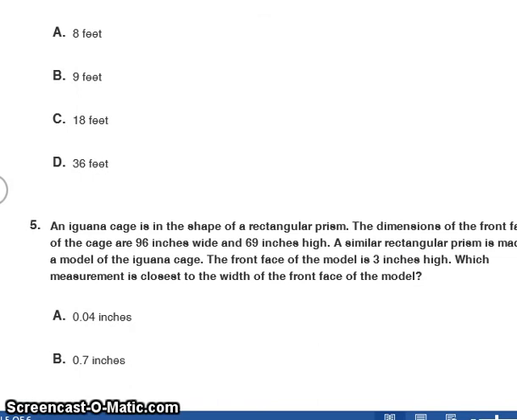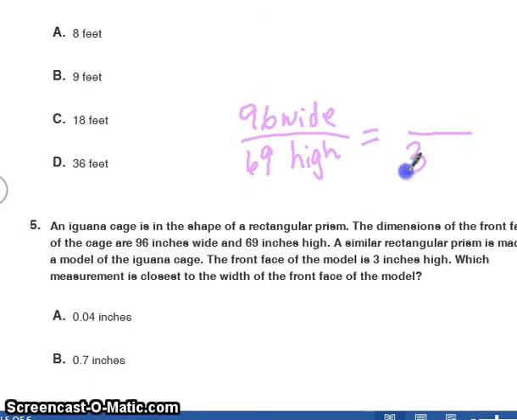Alright, an iguana cage is in the shape of a rectangular prism. The dimensions of the front face of the cage are 96 inches wide and 69 inches high. So we got 96 wide and 69 high. A similar rectangular prism is made as a model of the iguana cage. The front face of the model is 3 inches high. Which measurement is closest to the width of the front face of the model?